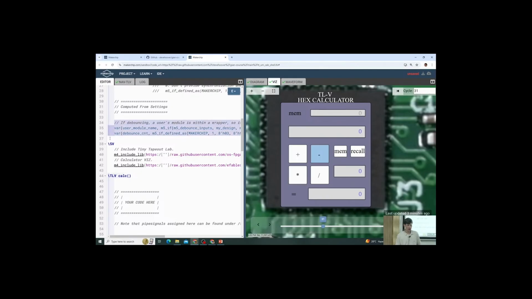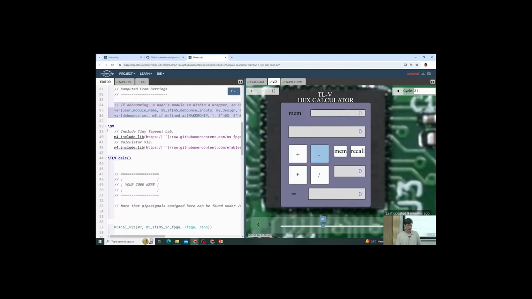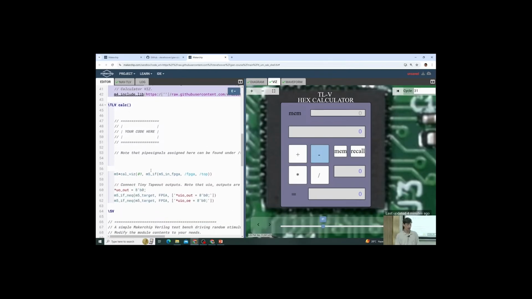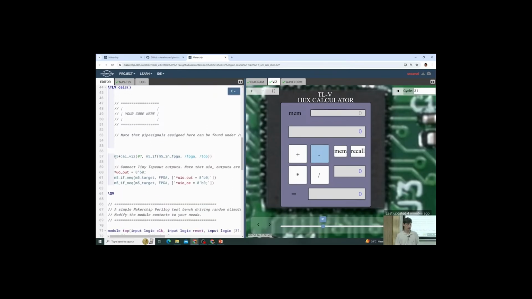This is using the settings to set other variables, not important. This is including the libraries that are used for this template. The first is the TinyTapeout environment that gives you the visualization of the TinyTapeout FPGA. The second is the context for the calculator, which gives us the visualization for the calculator. And so instantiating the calculator visualization. And we have no logic yet. This is just a template. So all we have for logic is hooking up the output connections.